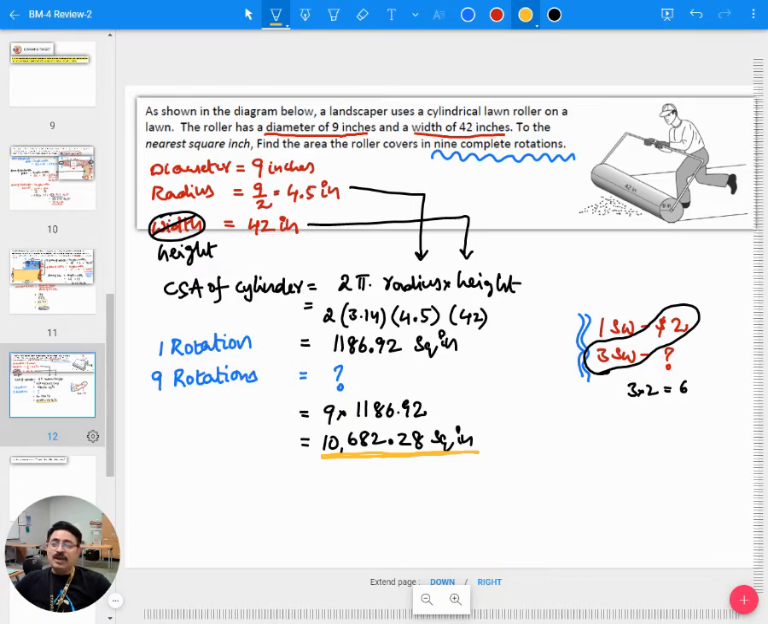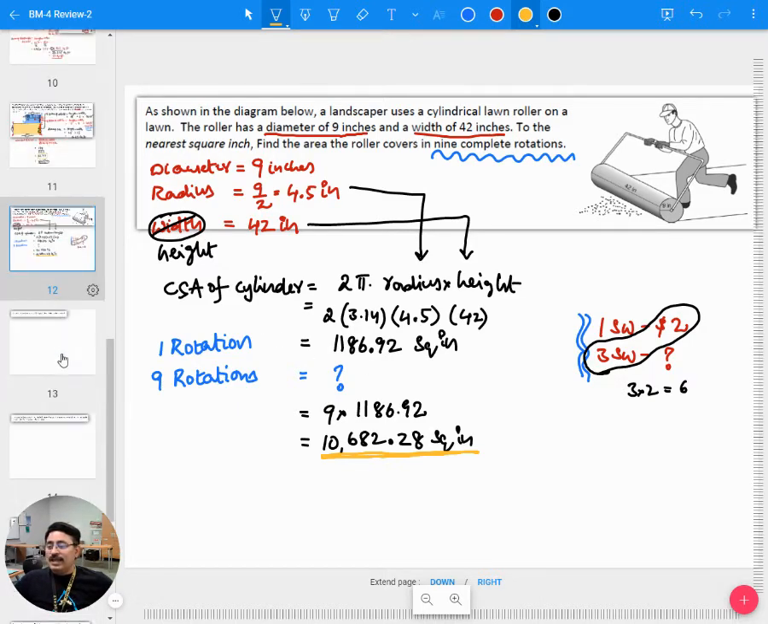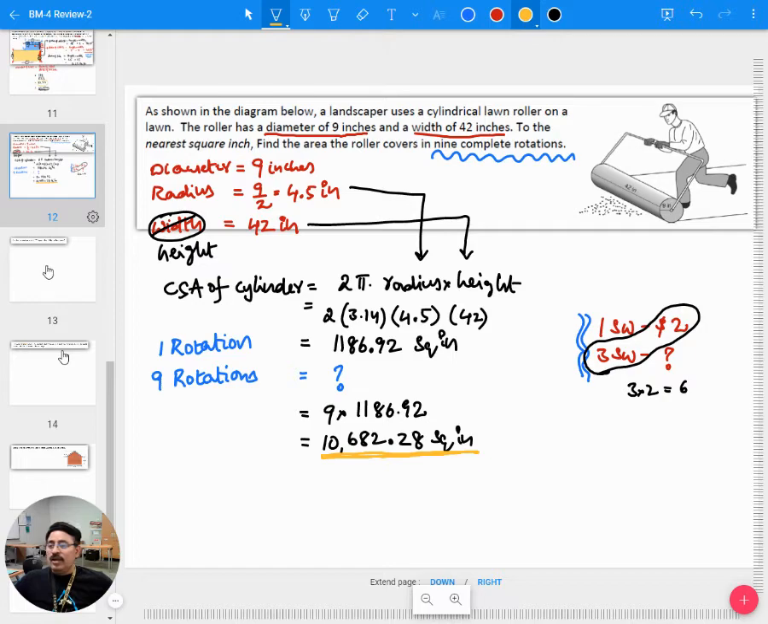So again I'm repeating, this is not rocket science. You find the curved surface area and how many rotations the landscaper is rolling, or how many times he's rotating, then just multiply with that, as simple as that. Okay, so let me go to the next question really quick.